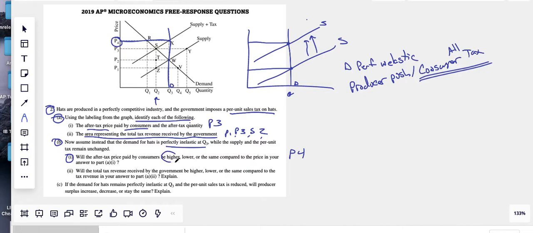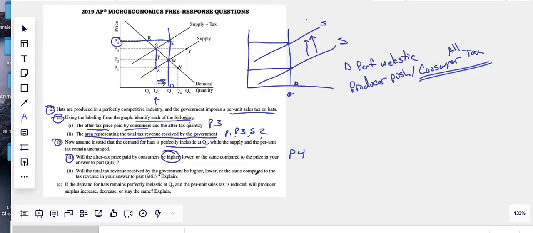It would be higher. Will the total tax revenue received by the government be higher, lower, or the same compared to the tax revenue in your answer to part A1? So before, the price was P3 and the quantity was Q2. Now the price is P4 and the quantity is Q3. We can see there's more quantity here, right? The vertical distance between these two curves hasn't changed. Instead of being here and there as a vertical distance, now we're here and here. That hasn't changed. But the quantity sold has changed.